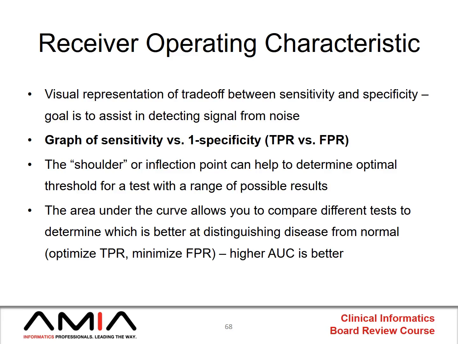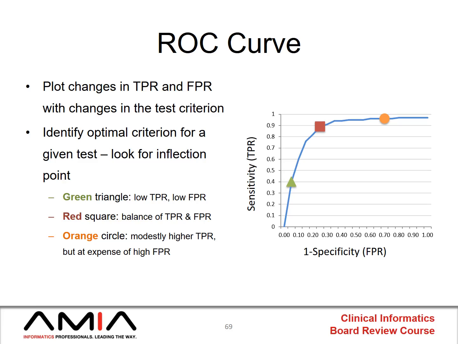There's an interesting thing that happens here, which is that the better the test is at discriminating between true positives and false positives, the larger the area under the curve. So this is an example of an ROC curve. And notice that on the y-axis, I've got my true positive rate, and on my x-axis, I've got my false positive rate. And if I pick a point like that red square, what I'm saying is that if I tune my test criterion such that I can achieve a sensitivity of 90%, I will unfortunately have a false positive rate of about 25%.